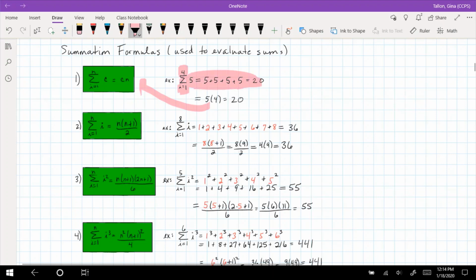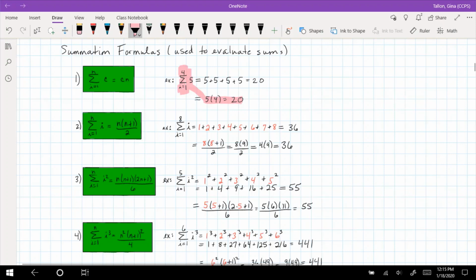If we see this question, we can just say that answer is 5 times 4 is 20, and we don't have to write out the summation anymore.